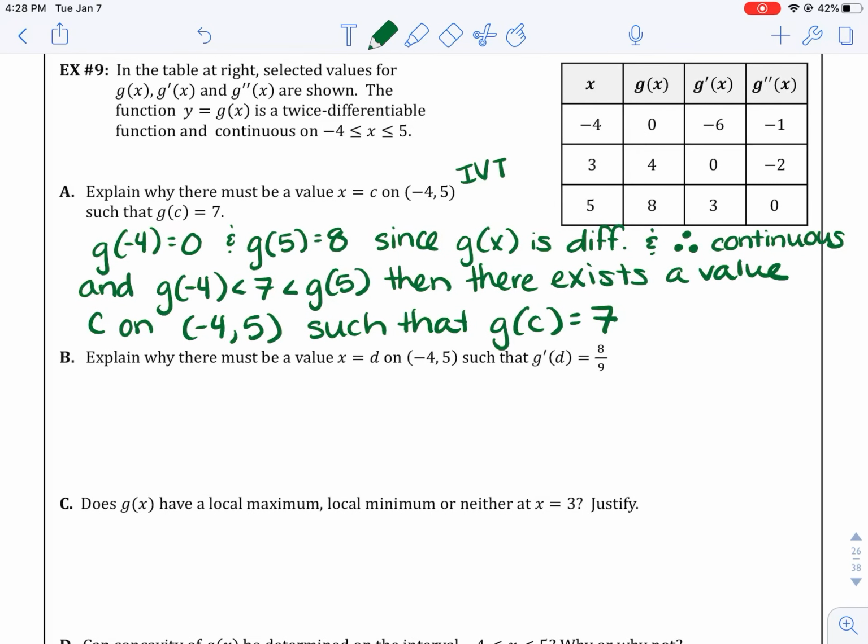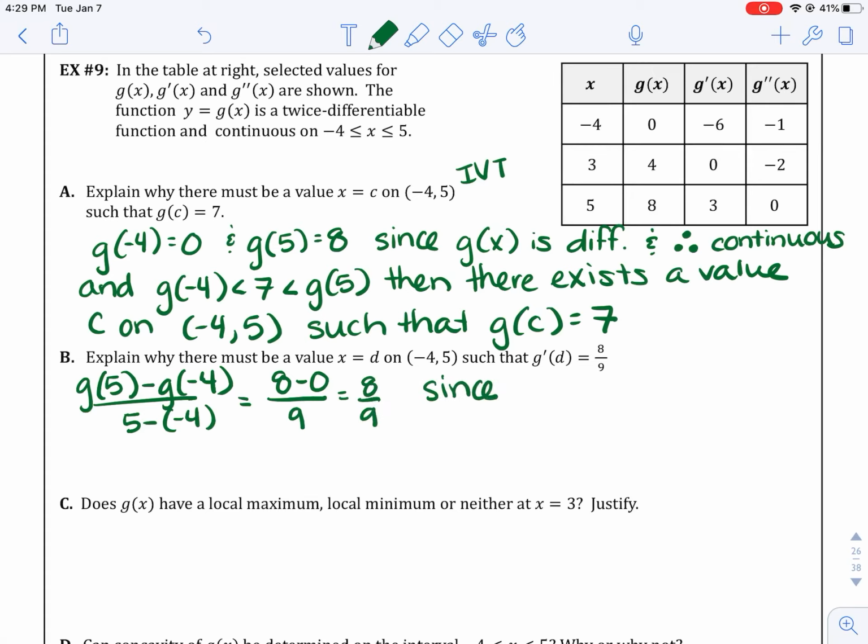Okay. You could also, well, let's go that way first. So we know that G of -4 equals 0, G of 5 equals 8. So if we do G of 5 minus G of -4 over 5 minus -4, that's going to be 8 minus 0 over 9. So that's going to be 8/9.